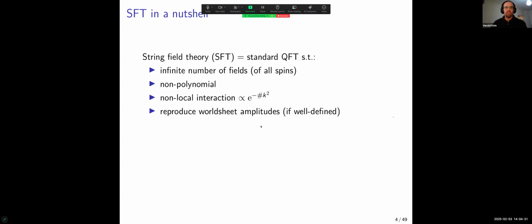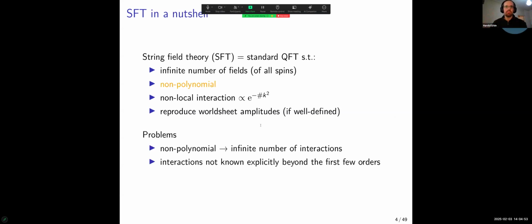I think this way of thinking about string field theory as a normal QFT is very nice, and it's a particularly interesting feature of this formulation, because then you can bring everything you know from QFT and apply it to string theory instead of trying to work with Riemann surfaces and so on. You can already try to get some insight just from plain QFT.